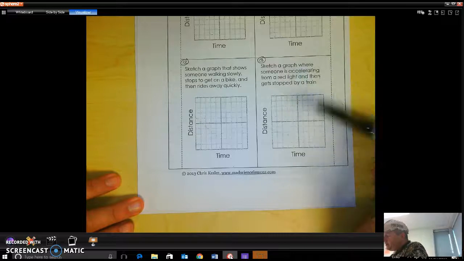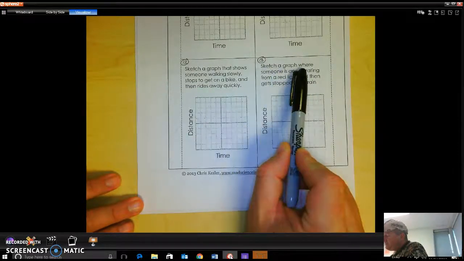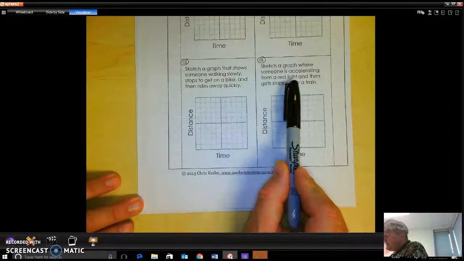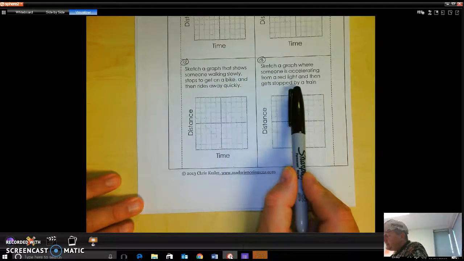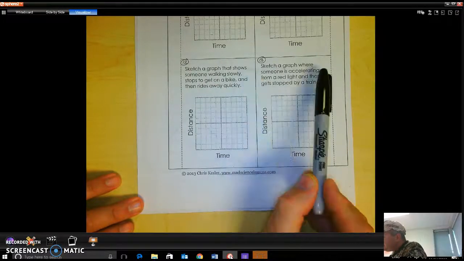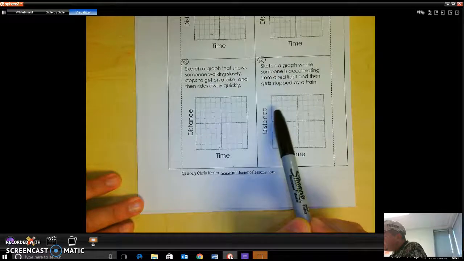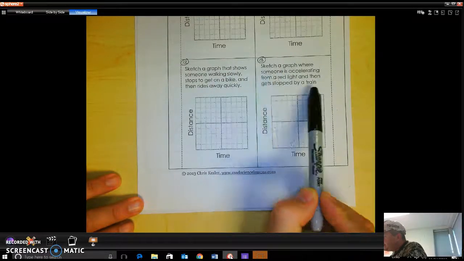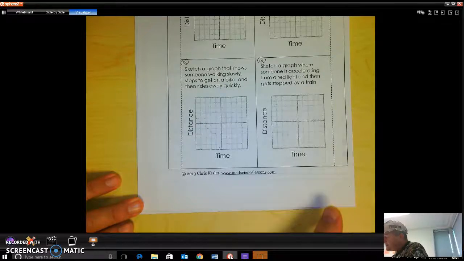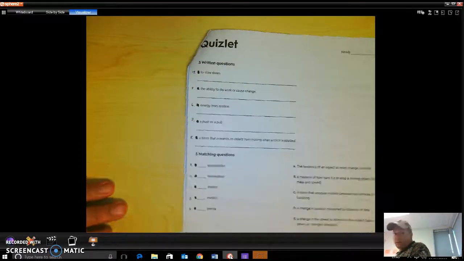Problem 13. You are to sketch a graph where someone is accelerating from a red light and then gets stopped by a train. So what are the actions here? Well, accelerating and then stopping by a train. All right, very good. Again, if you need more time, just hit pause and take as much time as you need. But for now, I will move on.